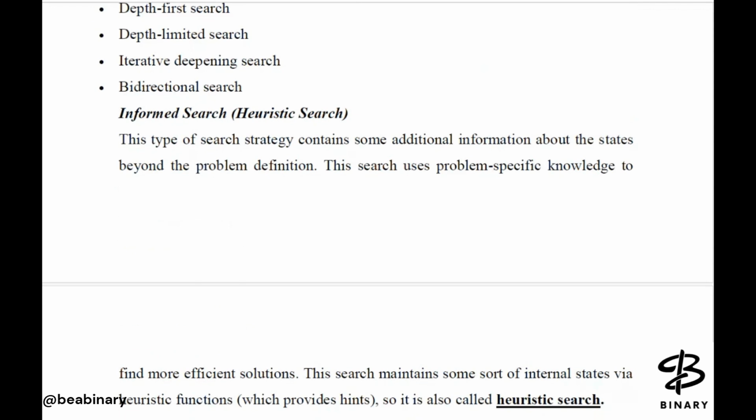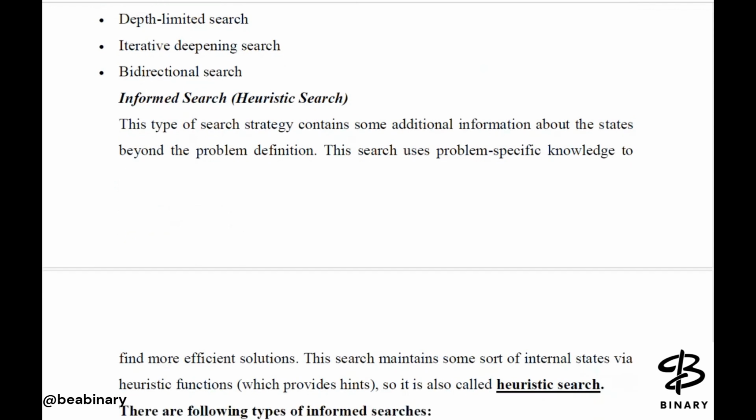We are talking about two search strategies. First we have discussed what the uninformed search is. The second search strategy is the informed search. So what is the informed search? As the name says, some additional information will be there. This type of search strategy contains some additional information about the states beyond the problem definition. This search uses problem specific knowledge to find more efficient solutions.